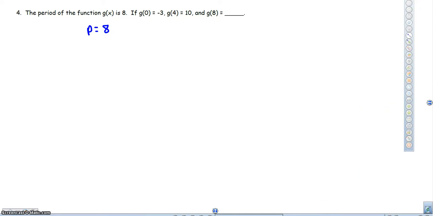Alright, now this number 4, it just tells me that the period is 8, so I know that. Well, that means every 8 units I'm going to get the same value. So if g of 0 is -3, then g of 8, which is 8 units away from 0, would also be -3. And that's your answer. I really did not need g of 4 to figure that out.